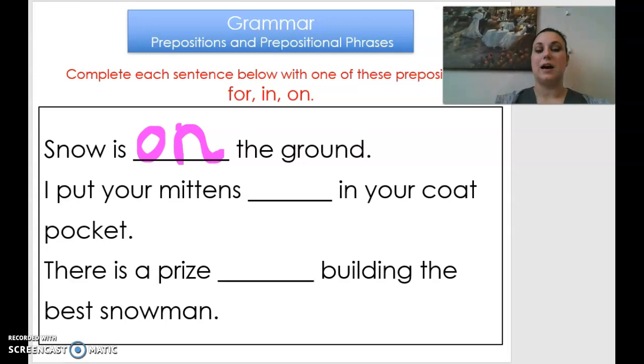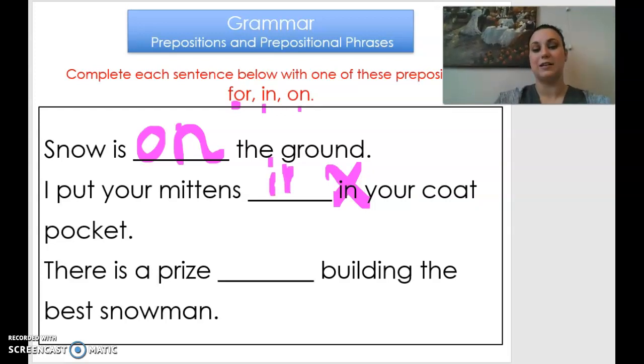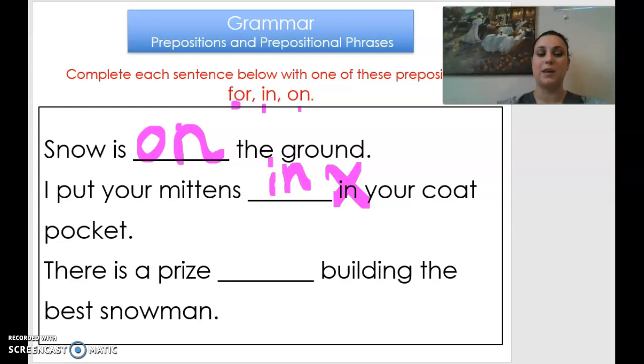Next sentence. I put your mittens blank your coat pocket. Oh, looks like we already had the word in there. I put your mittens for your coat pocket, in your coat pocket, or on your coat pocket. And the correct answer is in, which we already had written there.